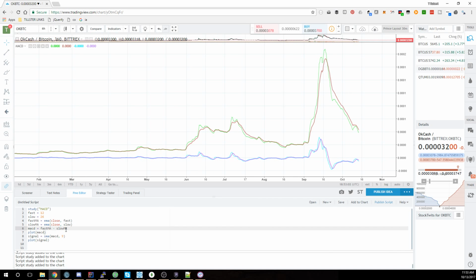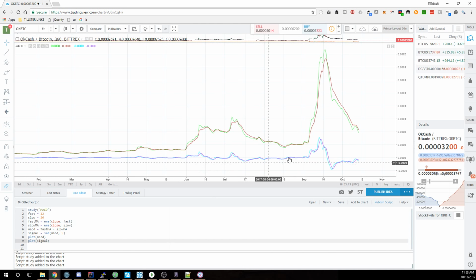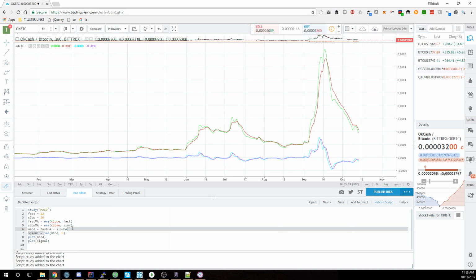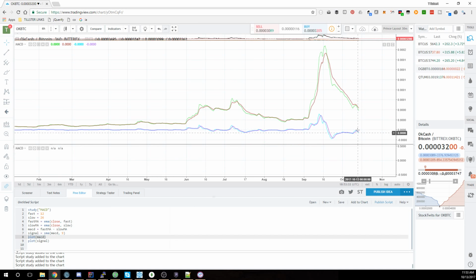And we'll just take a look at our signal line. So what we're doing is we're plotting our moving average convergence divergence, the amount of convergence and divergence, against a simple moving average of the convergence divergence. And what we're saying is the same thing: when the signal line crosses over the MACD line, that is our indicator.